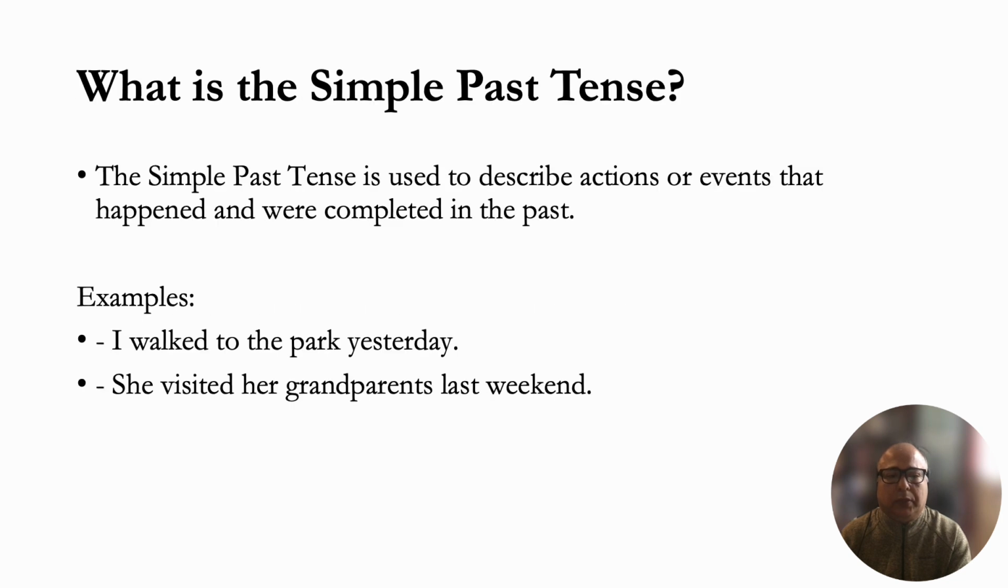Okay, so first things first, what is the simple past tense? The simple past tense is used to describe actions or events that were completed in the past. So they're no longer ongoing actions. They completed. For example, I walked to the park yesterday. When? Yesterday. It was in the past that I walked.